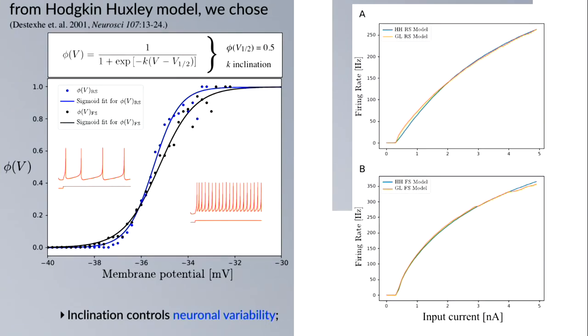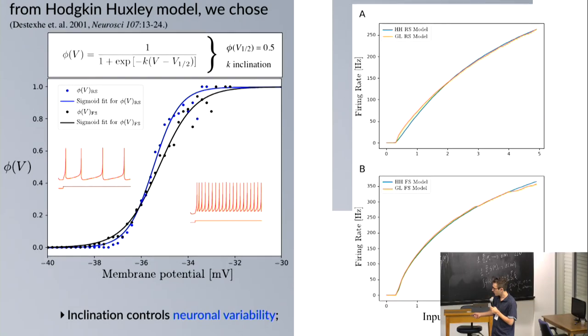I think that this is actually an advantage of this model, because if you want to model those firing patterns with Hodgkin-Huxley model, you have several parameters which you have to take care of, but here we have only two. I'm just comparing here the FI curves, and you can see that it approximates well those two models only with the change of moving this inclination, which consequently moves also the value of V half.